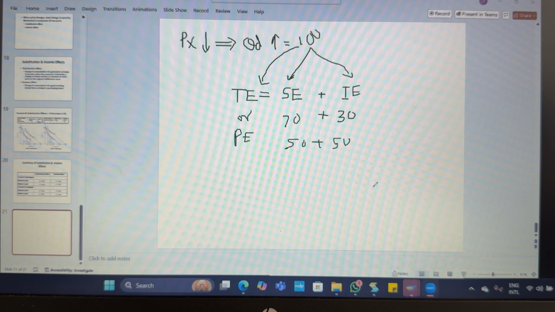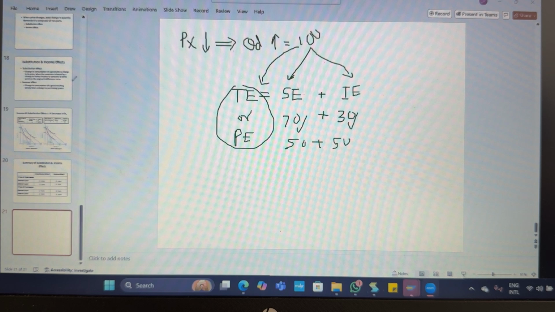Now, with the help of indifference curves, we are going to separate this total effect or price effect exactly into substitution and income effect. So, the objective is clear. We are going to separate the total impact of the price change on the commodity demand into substitution and income effect. Is our objective clear? Yes. Okay.